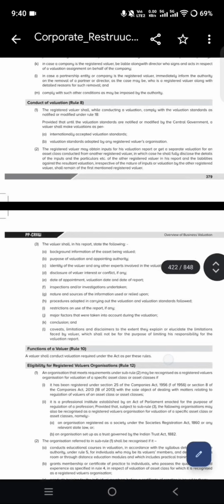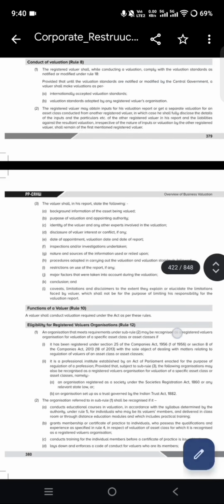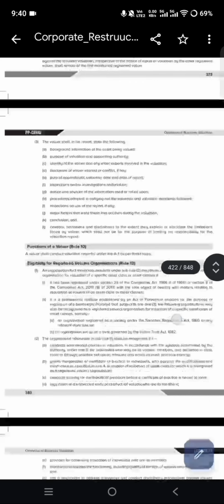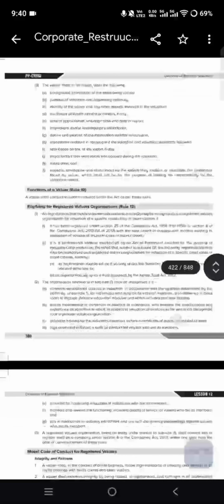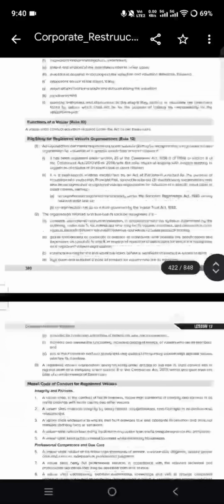That is what they need. In case a partnership entity or company is a registered valuer, it shall disclose to the company concerned the extent of the capital employed or contributed in the partnership entity or company by the partner or director, as the case may be, who would sign and act in respect of the valuation report. In case a partnership entity is a registered valuer, it shall be liable jointly and severally along with the partner who signs and acts in respect of the valuation assignment. So this is the normal condition of a partnership: for the acts of one partner, all the rest of the partners will be liable. Here also it is the same. In case a company is a registered valuer, it shall be liable along with the director who signs and acts in respect of the valuation report on its behalf. So all will be liable.